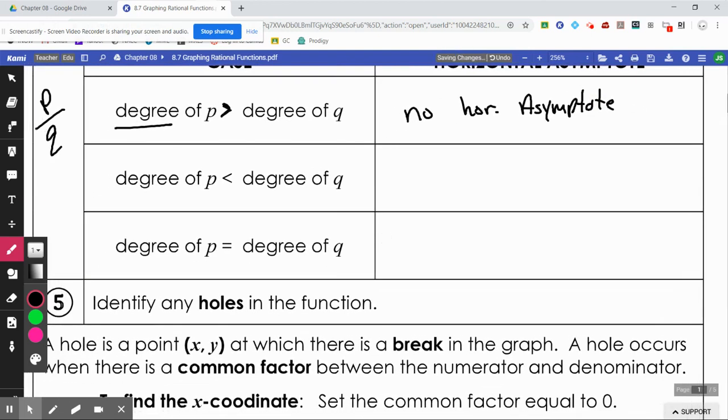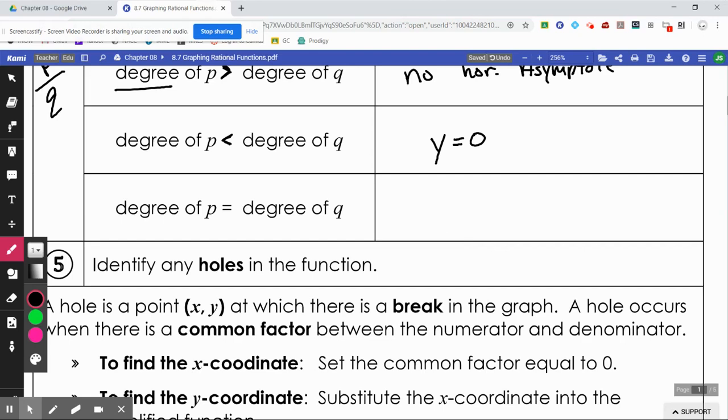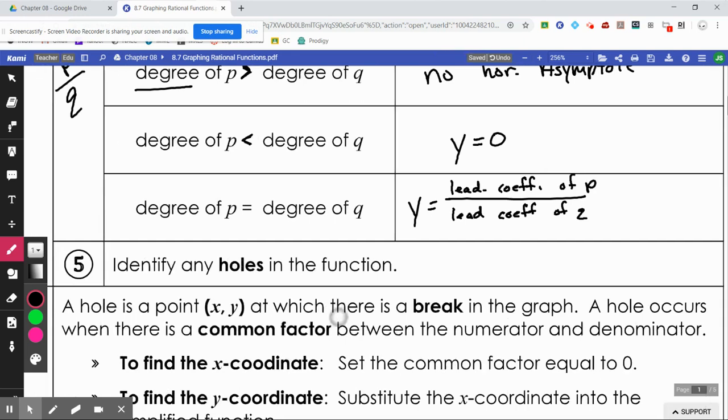If the degree of the top is smaller than the degree of the bottom, then you will have a horizontal asymptote at y equals 0. If the degrees are the same, your horizontal asymptote will be y equals, it's still horizontal, the leading coefficient of p over the leading coefficient of q. And again, that leading coefficient is the coefficient on the highest power exponent.